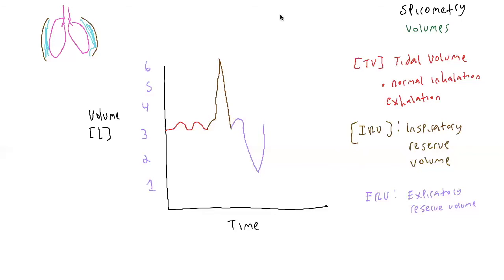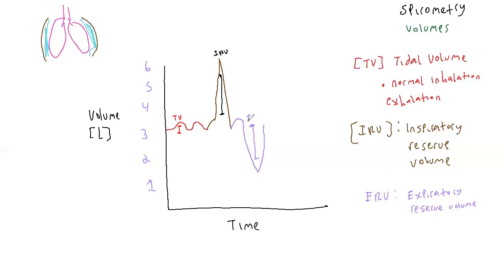So I'm going to go ahead and label these now. So this one here is going to be TV, where the arrow is. This one here is going to be IRV, where the arrow is. And then we have ERV, once again, where the arrow is.